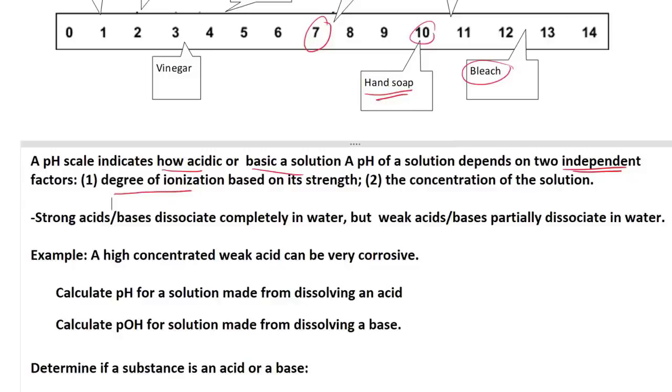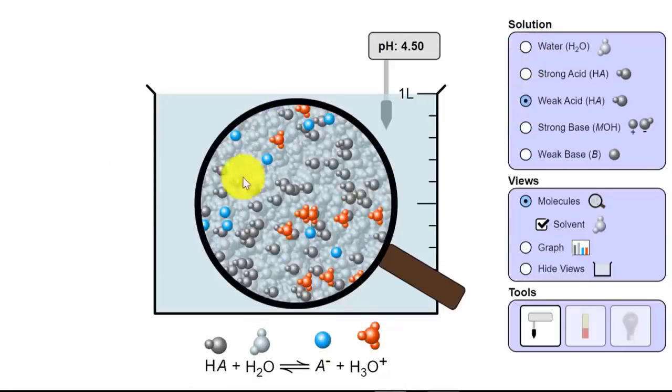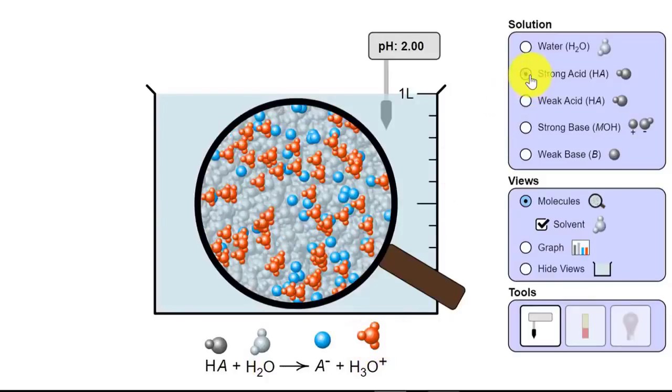Let's go back to our simulation right here. I have a weak acid right there. See how it's very little? This would be the acid right there. See how it has very little orange part, which is the H3O+. If I turn to a strong acid, look at that. Do you see any more of this left in there? No, because it has completely dissociated.